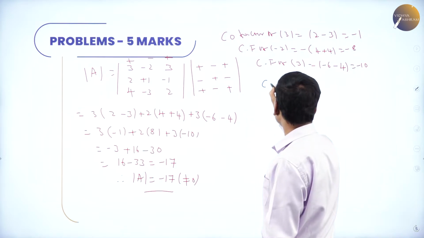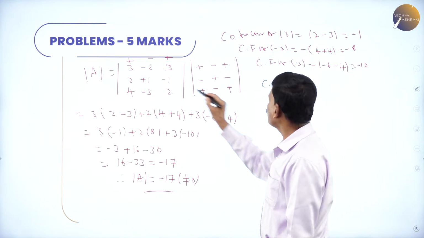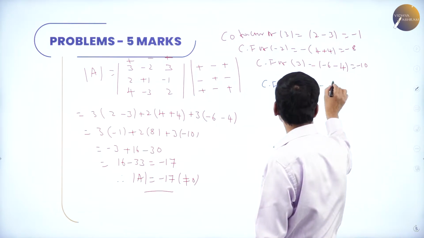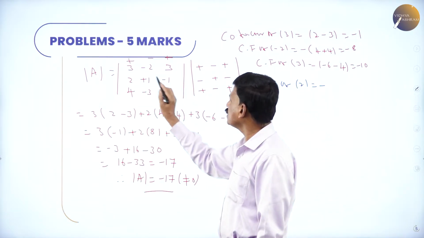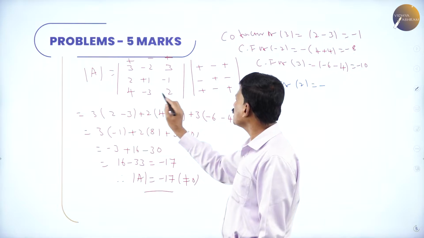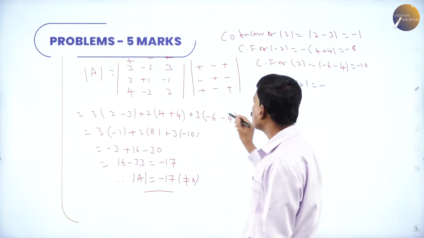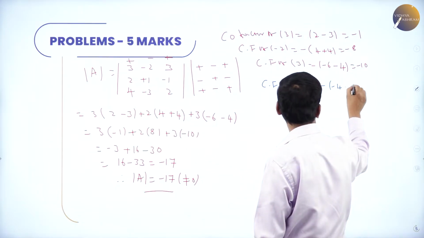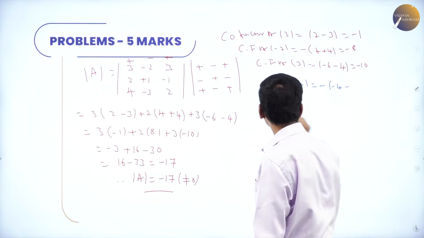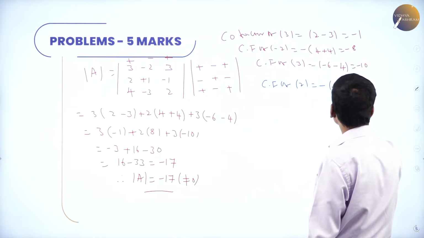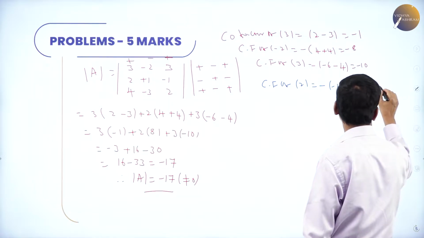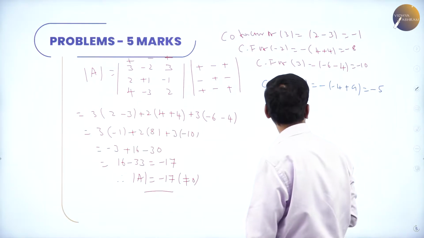Let us take the cofactor of 2. This is negative sign. This row and column is deleted. What is left? Minus 2, 3, minus 3, 2. Minus into minus 2 2s are 4, minus 4, minus into minus plus 3 3s are 9. So this is equal to minus of 9 minus 4 is 5. The negative sign outside remains the same, minus 5.